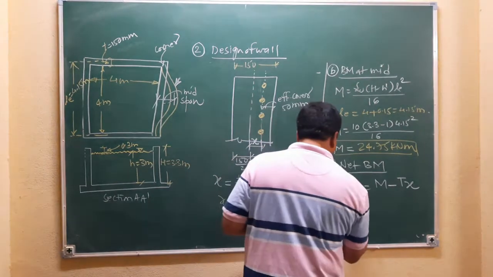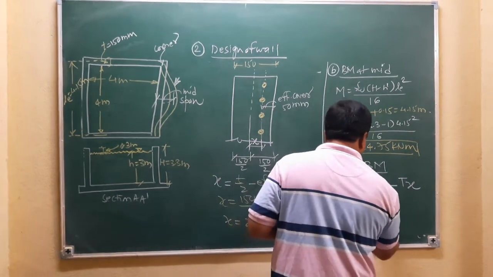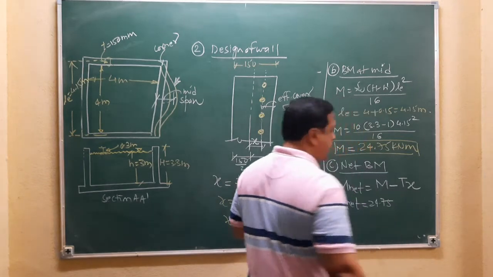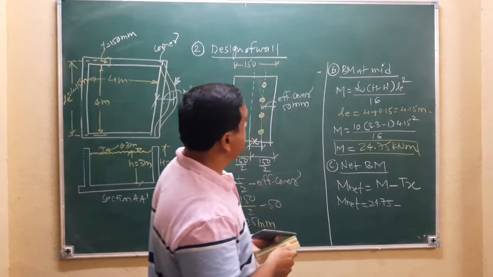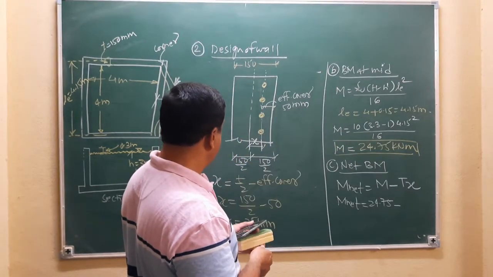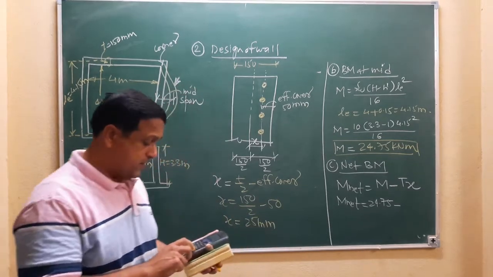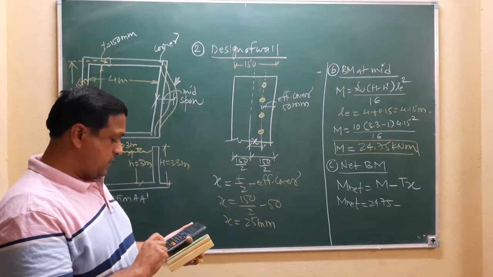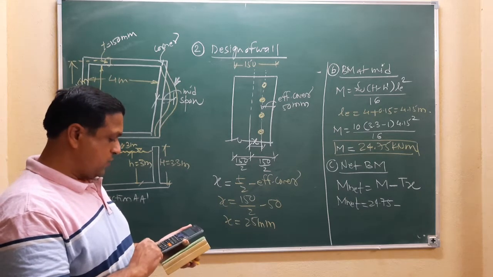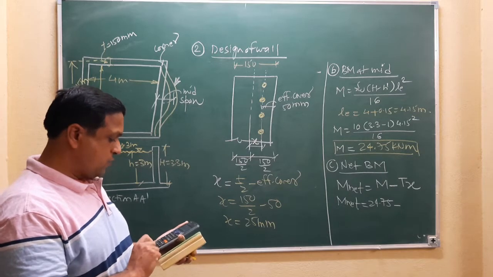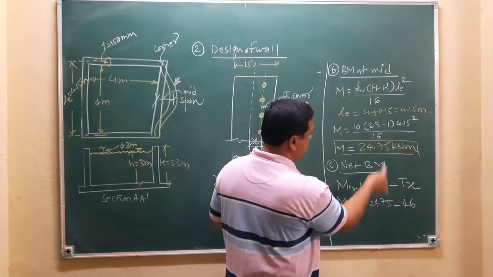So M net is equal to bending moment M, 24.75, put as it is, minus the hoop tension. Hoop tension, I think, is 46. I will calculate again: 3.3 minus 1 into 4 into 10 divided by 2, which is 46. Correct? It is 46. M is 24.75, T is 46.